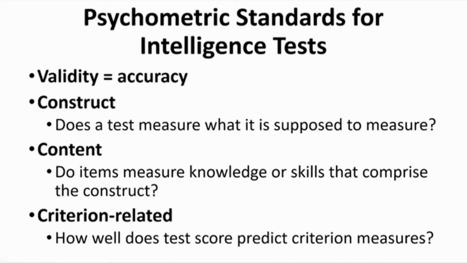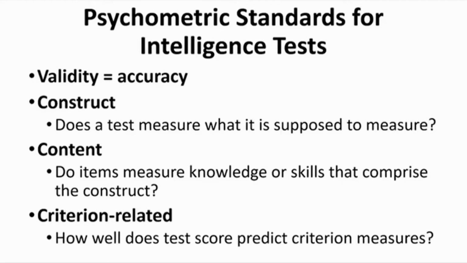For our last kind of validity, we can look at criterion-related validity. But before we can talk about what that means, we should actually talk about what criterion measures are. A criterion measure is basically a measure of how well you will do in a particular situation given a score that has been generated by one of these tests.